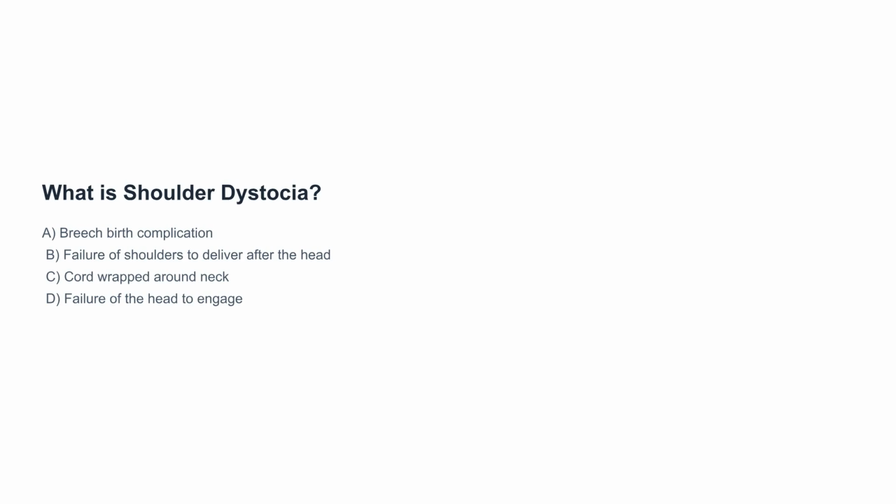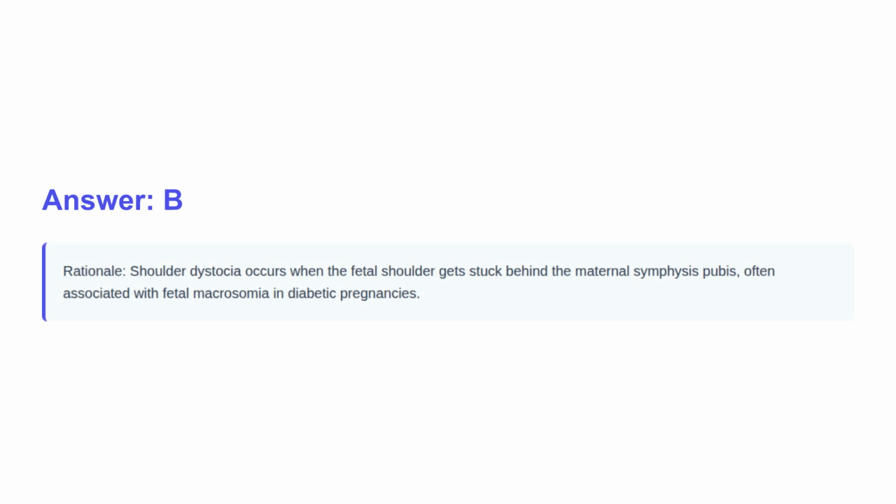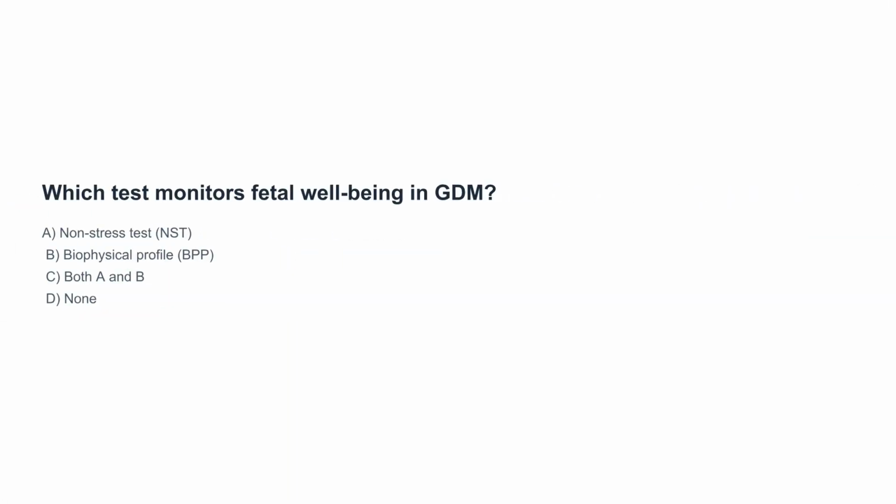What is the long-term risk for a mother who had GDM? Ovarian cancer, type 2 diabetes mellitus, hypertension, or osteoporosis? The correct answer is B. Women with GDM have a significantly increased risk of developing type 2 diabetes mellitus later in life and should be screened regularly.